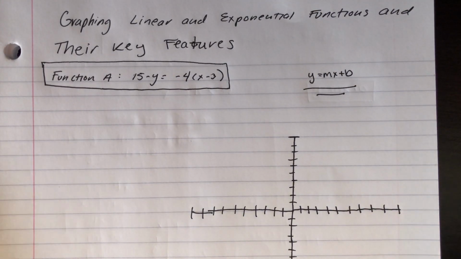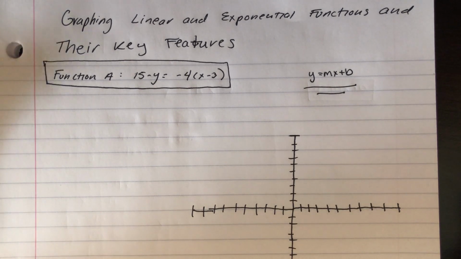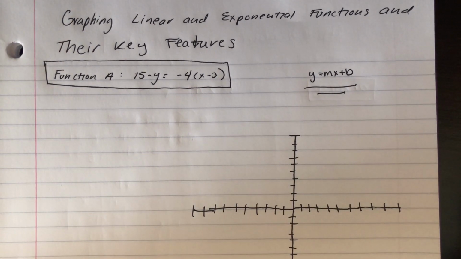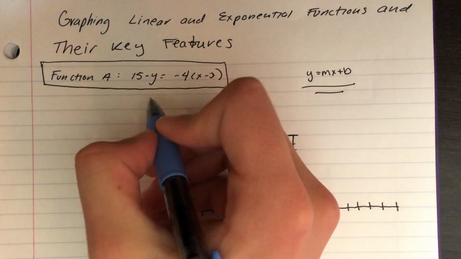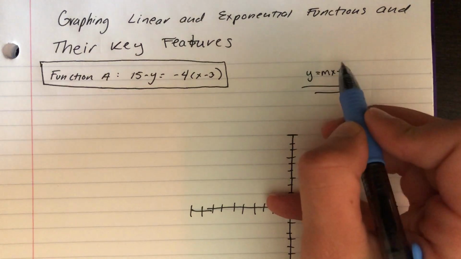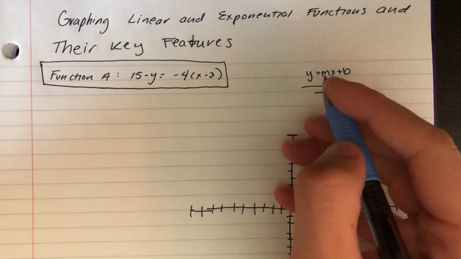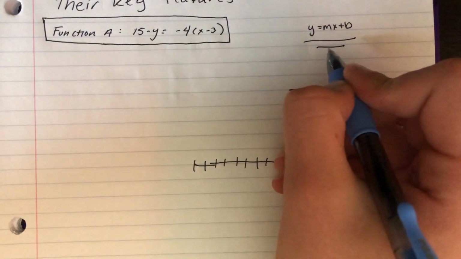As we look at this problem, we're going to be looking at how to graph linear and exponential functions and their key features. This is an example of a linear function. As you look here, this isn't set up in the same notation as this. So this is an example of slope-intercept form. So before we begin to graph, we want to transfer this equation into that form.